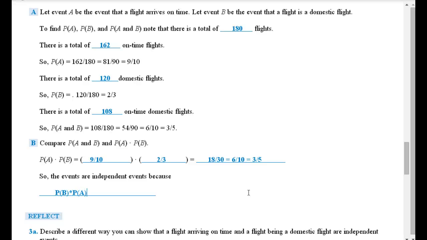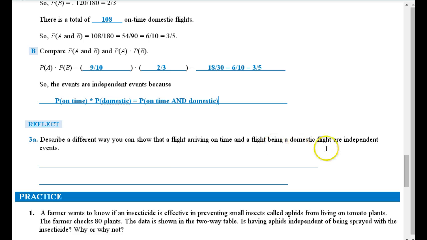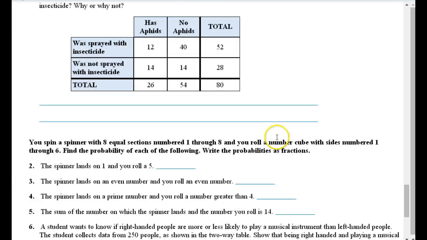I'm going to put it like this. The first one we looked at was on time, times the probability of domestic, equals the probability of on time and domestic. So that's a different way you can show a flight arriving on time and a flight being domestic are independent events. I'm going to skip that right now.